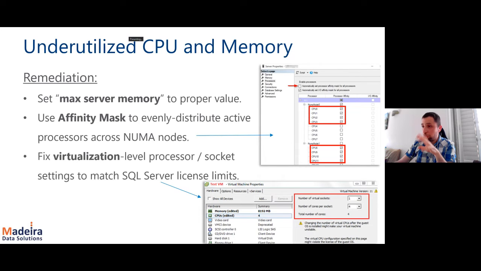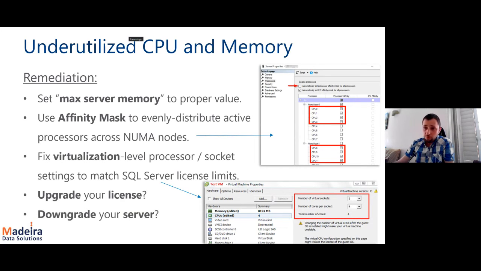And as I said, the integration settings, make sure they are configured properly so that you don't go over the scale limitations of the license you have, the edition you have. And of course, you could also upgrade your license, for example, in order to match the hardware that you have, or the hardware to match the license that you have. Obvious solutions. Okay.